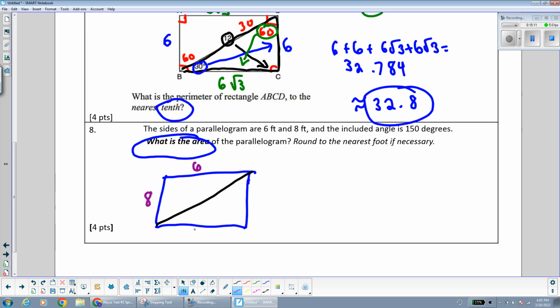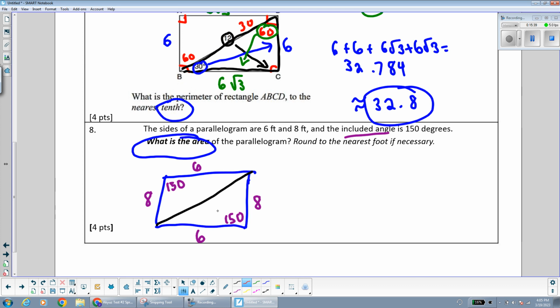Remember, in a parallelogram, opposite sides are congruent, so we do know all the sides. And the included angle is 150 degrees. That means the angle in between the two sides. And remember, opposite angles are congruent in a parallelogram. So we have two triangles here, and they're exactly the same. So we just need to find the area of one of the triangles and then double it, multiply it by 2 to get the area of the whole parallelogram.